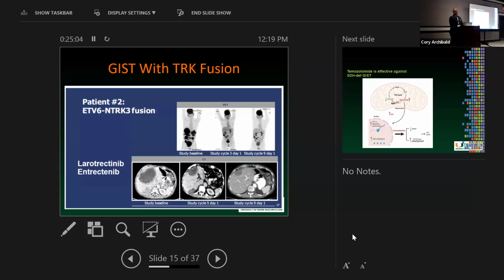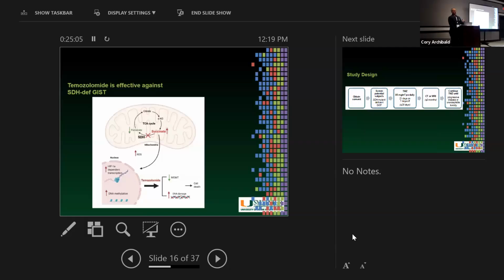One of our colleagues, Jason Sicklick, has been doing a lot of work with John Blay and Andrew Blakely and a lot of people in this room to develop a better understanding of SDH deficient GIST. He found a pathway that was important in this type of GIST that's not caused by a kinase, it's caused by a metabolic deletion of a gene that regulates metabolism, and found a vulnerability to a medicine called temozolomide.